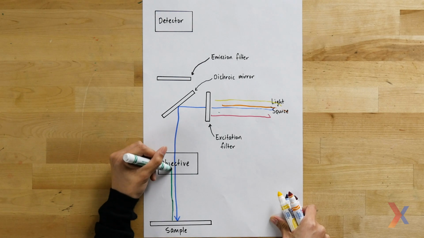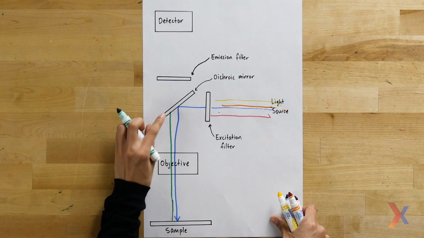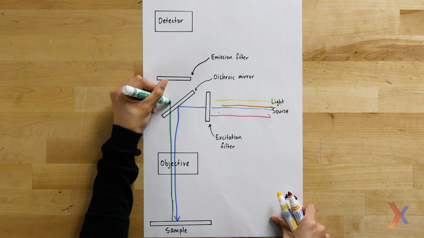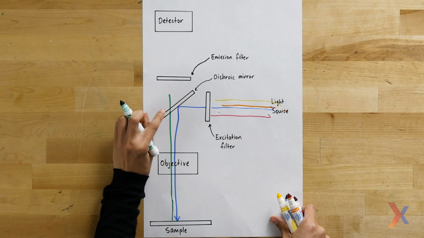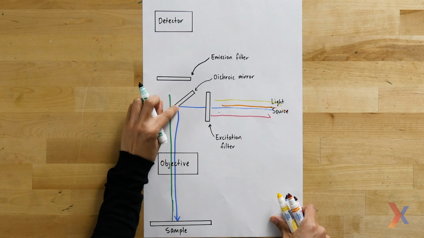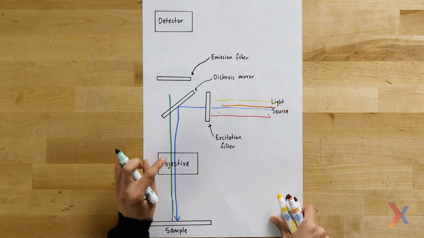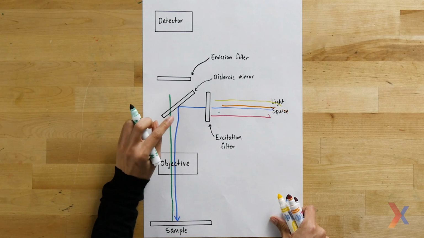This light will come back out, again through the objective, and when it reaches the dichroic mirror, instead of bouncing, it can actually go through the mirror. Dichroic mirrors are special mirrors where they're able to let through certain wavelengths of light while reflecting and bouncing off different wavelengths of light. This allows us to be able to direct these different wavelengths of light to the locations where we want them to go.